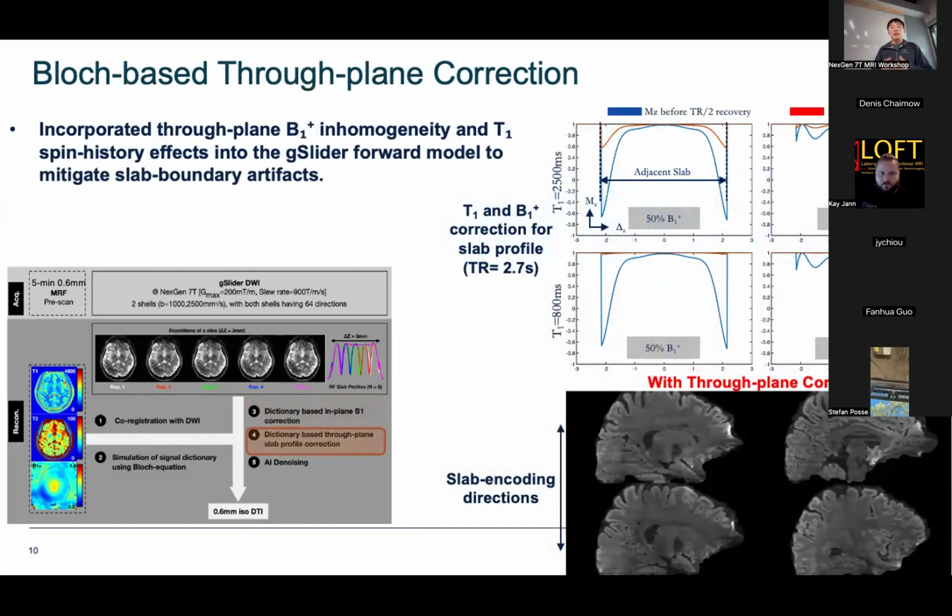After the in-plane correction, the next step is to address the through-plane slab boundary artifacts. Here we incorporate the through-plane B1 plus inhomogeneity and T1 spin history effects into the gSlider forward model to mitigate the slab boundary artifacts. The plot shows the slab profile varies under different T1 and B1 values. With the through-plane correction, the reconstructed image at the bottom shows the slab boundary artifacts are much mitigated.